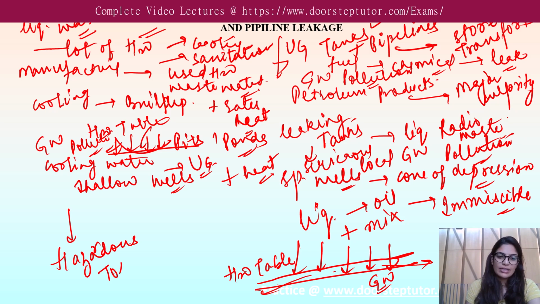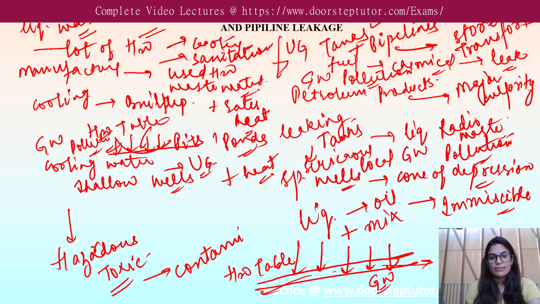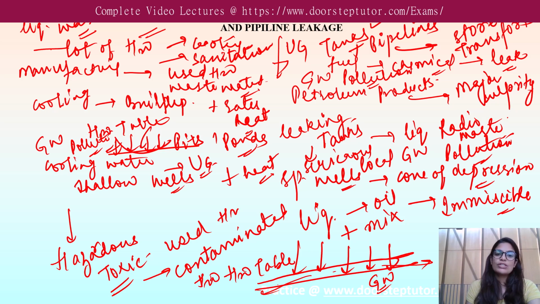So in this case, what we have understood is that hazardous or toxic industrial wastes are actually the contaminated water or the used water, which we call wastewater. So these are the two sources which we have talked about.